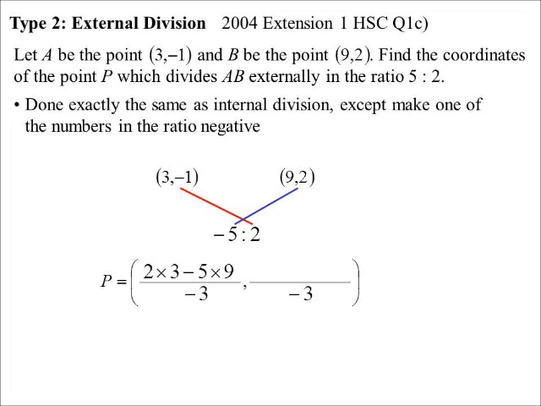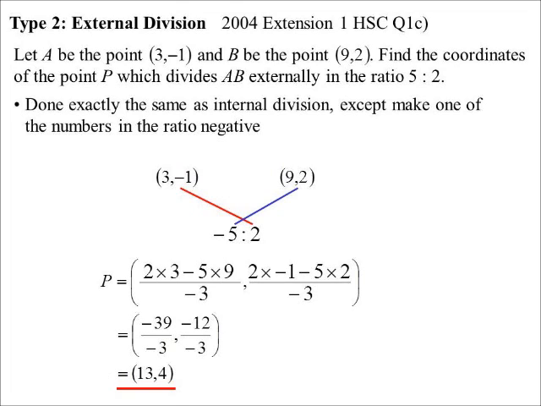To get the top of the fraction, multiply along the crosses. So for the x value, 2 times 3, negative 5 times 9. To get the y values, 2 times negative 1, negative 5 times 2. And that simplifies down to be, there it is, 13, 4. I just find that a lot easier than trying to remember a formula. So I just think, oh, well, there's my picture. Bang, that's what I've got to do.